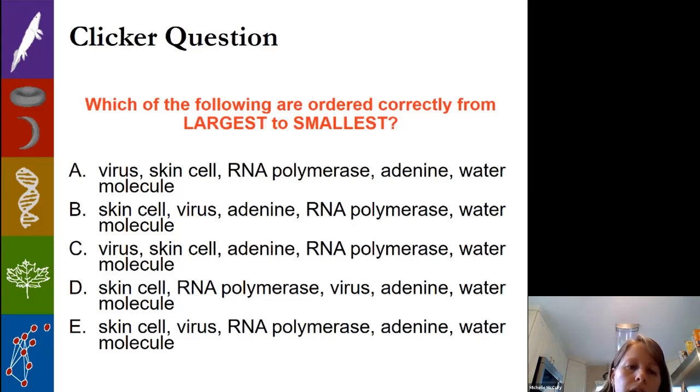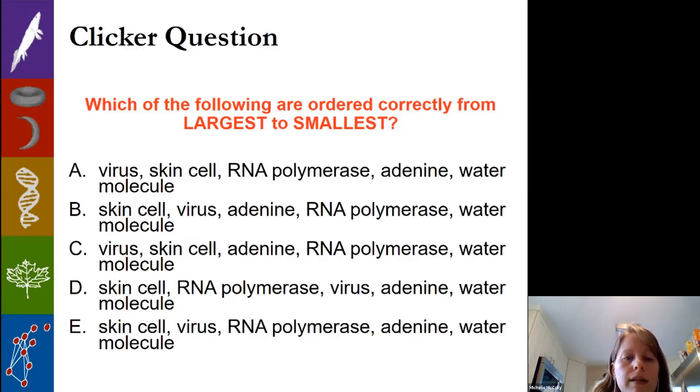The virus, we know, is a collection of molecules. So it's smaller than the skin cell, but it's going to be bigger than any individual molecule. Adenine is a nucleic acid, so it's one of the building blocks of DNA and RNA. So it's going to be smaller than the macromolecules, but bigger than an atom or a small molecule like water.